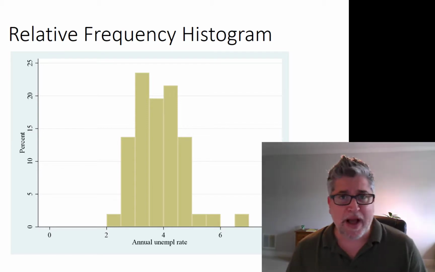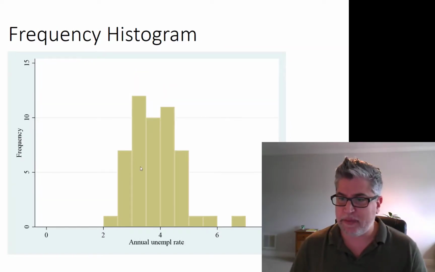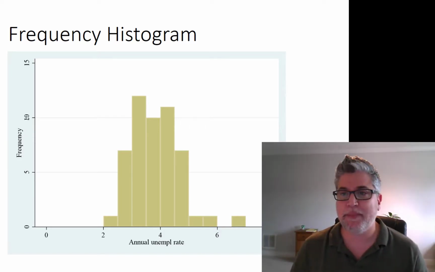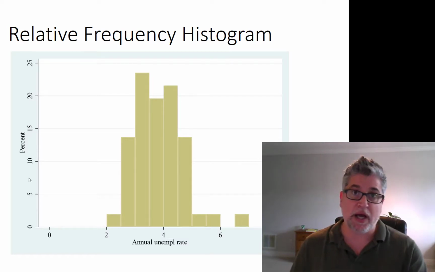A related graph, by the way, is a relative frequency histogram. So the pictures really show the same information. It's just the axis that's different. In a frequency histogram, it tells you how many times something happened. A relative frequency histogram shows you the percent of times that something happened. So it really is just a rescaling of this y-axis, the same kind of thing.